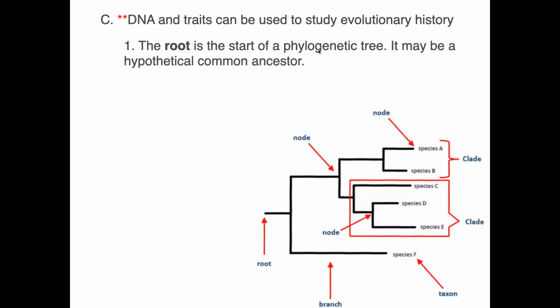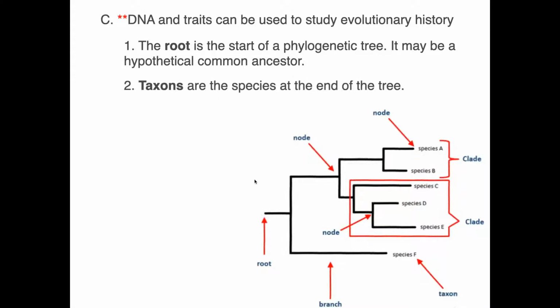The first thing you need to know is that anytime you are drawing a phylogenetic tree or a phylogeny diagram, we always have a root. A root is a starting place, and it could be a hypothetical common ancestor, or it could be an actual known organism.